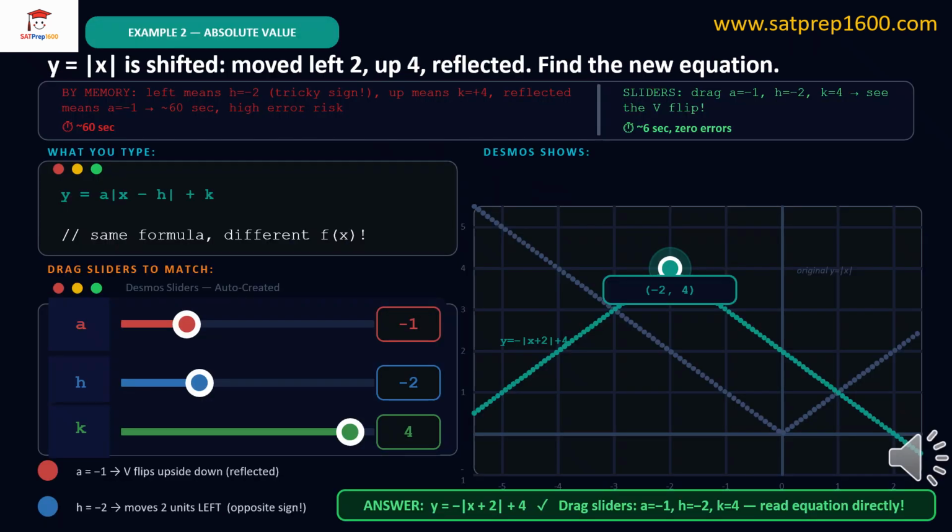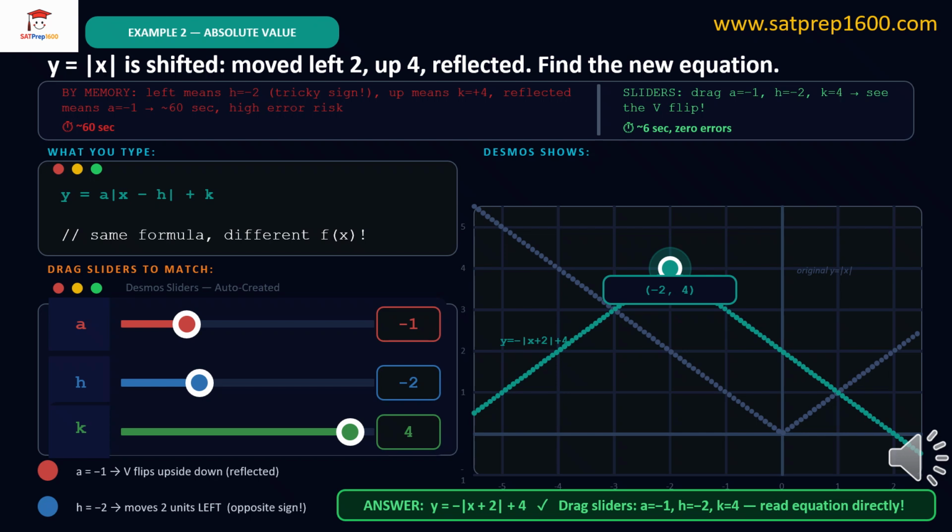Watch how this works for any function. Same method, different shape. This time, absolute value. y equals the absolute value of x gets moved 2 units left, 4 units up, and reflected. Find the new equation. From memory? Left means h equals negative 2, tricky sign. Up means k equals positive 4. Reflected means a equals negative 1. 60 seconds of mental gymnastics and high error risk.